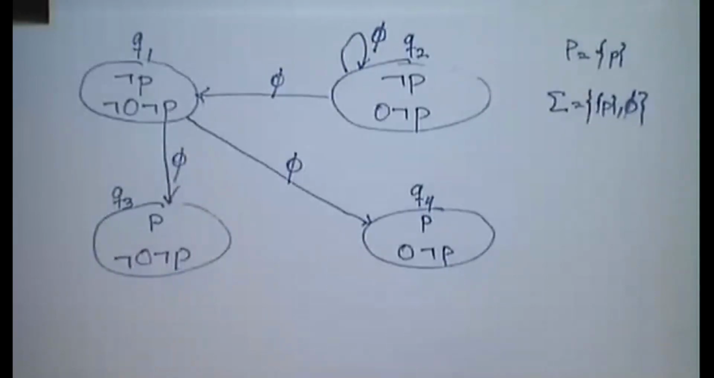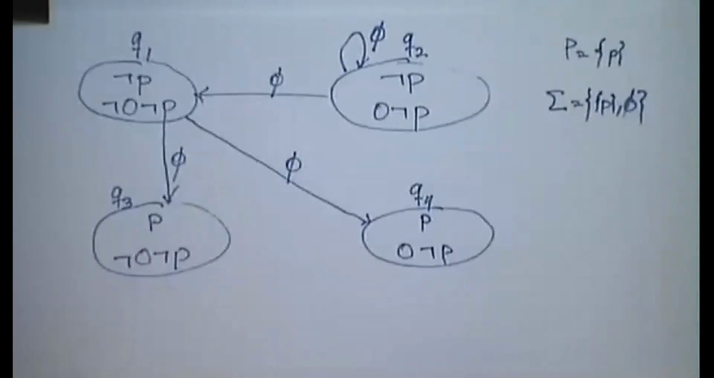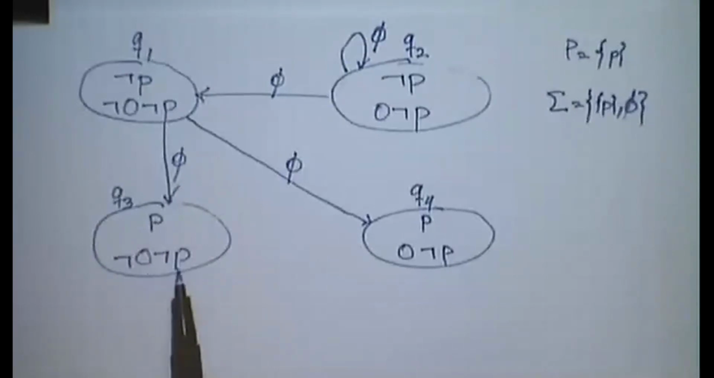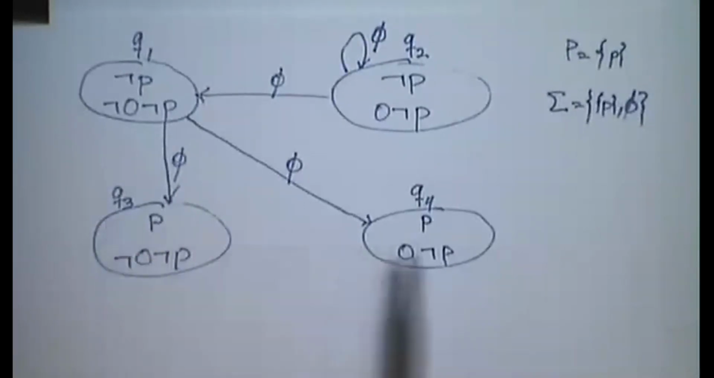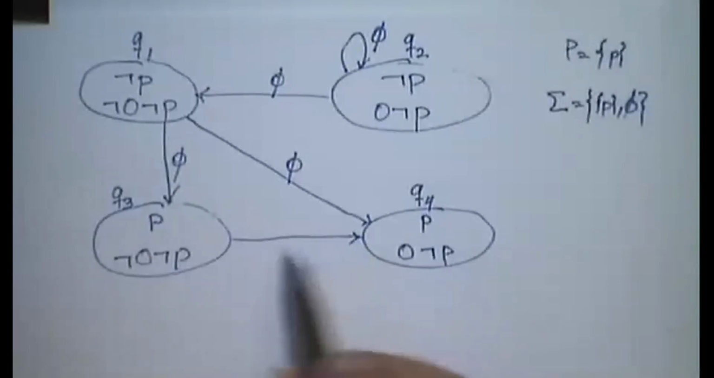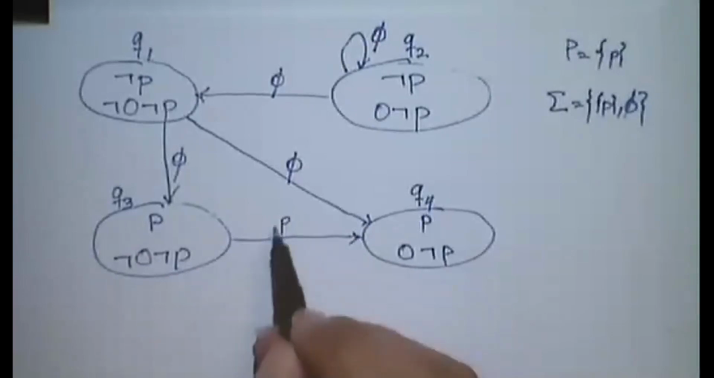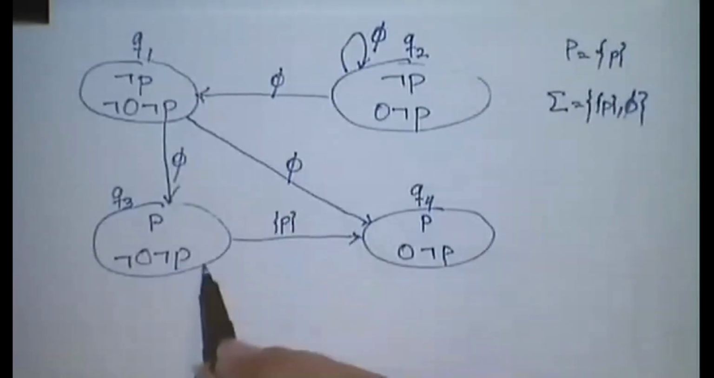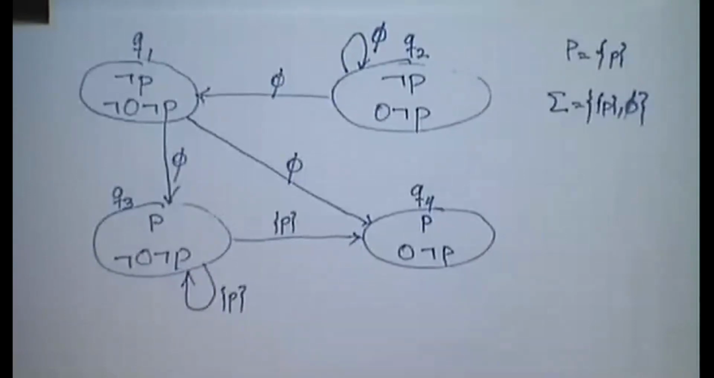Now, which successors can we go to? Again, we have not next, not P. So it means that in the next state, we should have P. So the next state can either be Q3 itself or Q4. So I can go with P to Q4, or I can go with P back to Q3. Okay.